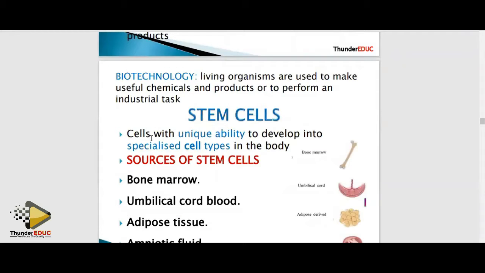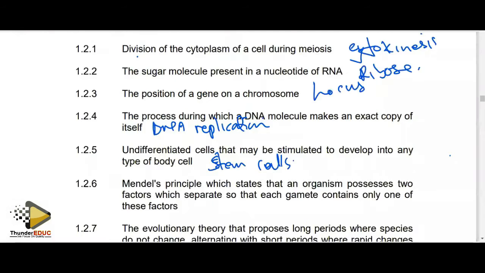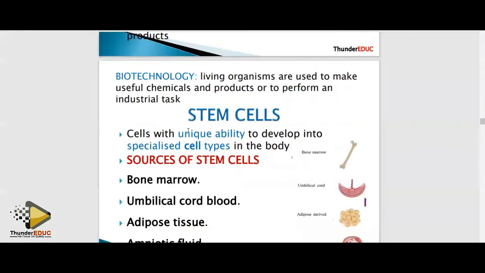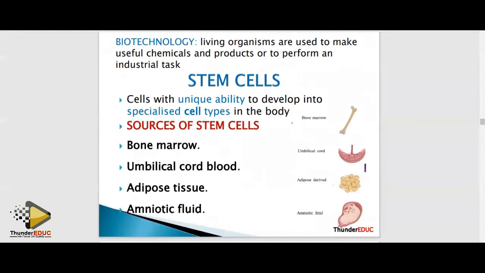You're saying that stem cells are cells with the unique ability to develop into specialized cell types in the body. So if you look at the question here, it's saying undifferentiated cells that may be stimulated to develop into a type of body cell. So here you're seeing that these cells can develop into specialized cell types in the body. It's just a reverse, but that's what they are looking for, which we call the stem cells.